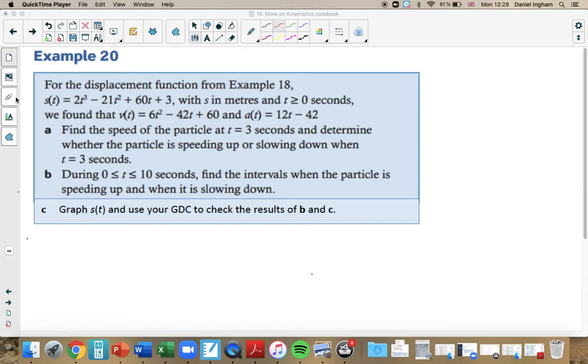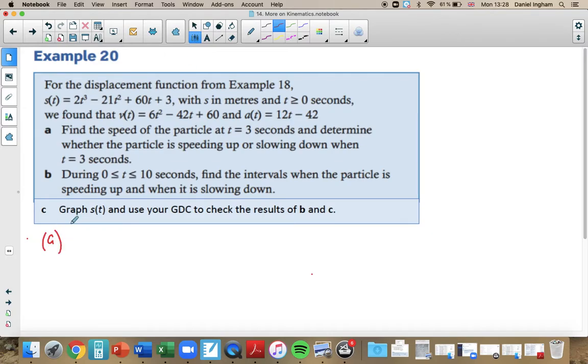First thing we've got to do is find the speed of the particle at t equals 3. This is straightforward enough because we already know the velocity function. Velocity at 3 is 6 times 3 squared minus 42 times 3 plus 60. If you put all that into your calculator, that's going to come to negative 12.